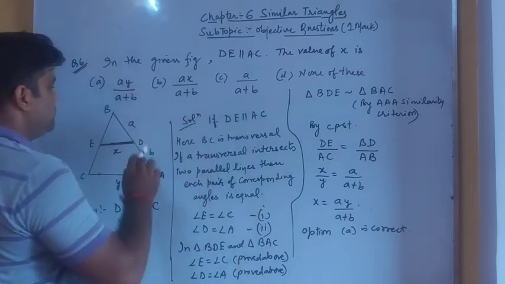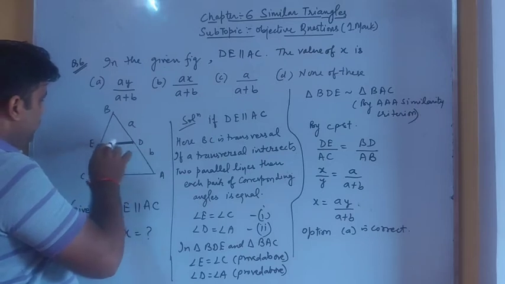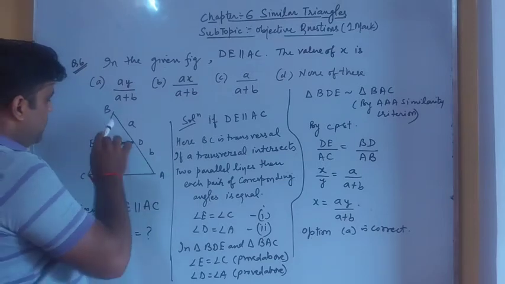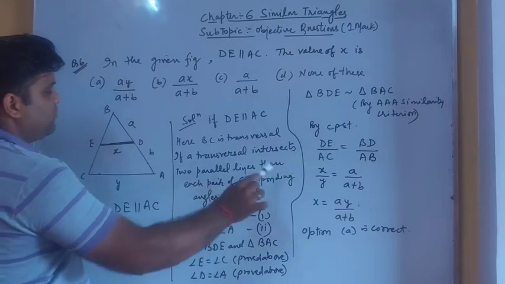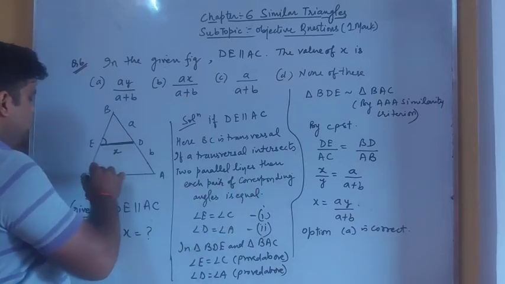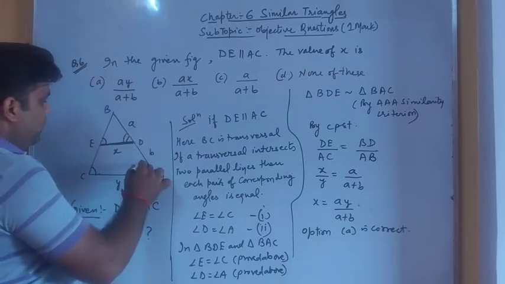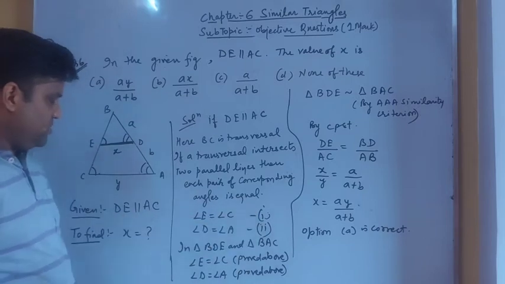If DE is parallel to AC, then BC is the transversal which intersects DE at point E and AC at point C. By using the axiom that if a transversal intersects two parallel lines, then each pair of corresponding angles is equal, angle E equals angle C, which are corresponding angles. Here angle D is equal to angle A, which are also corresponding angles. We consider these first and second.